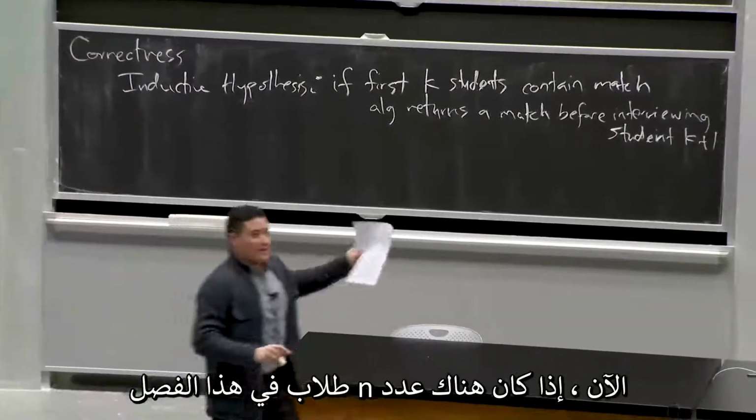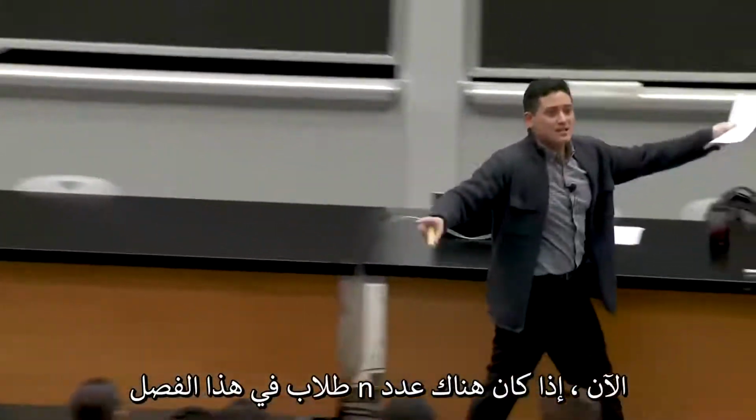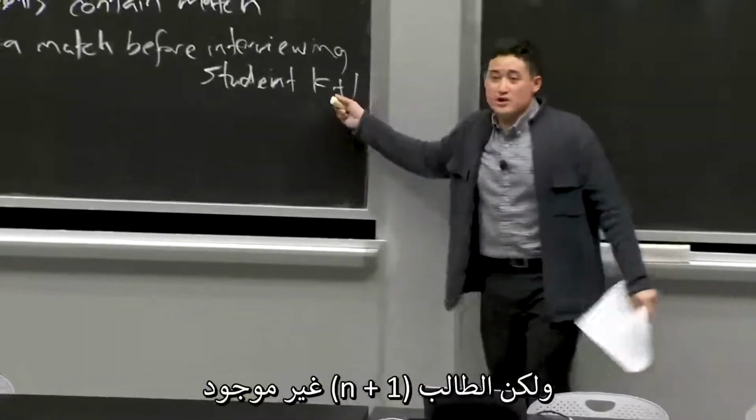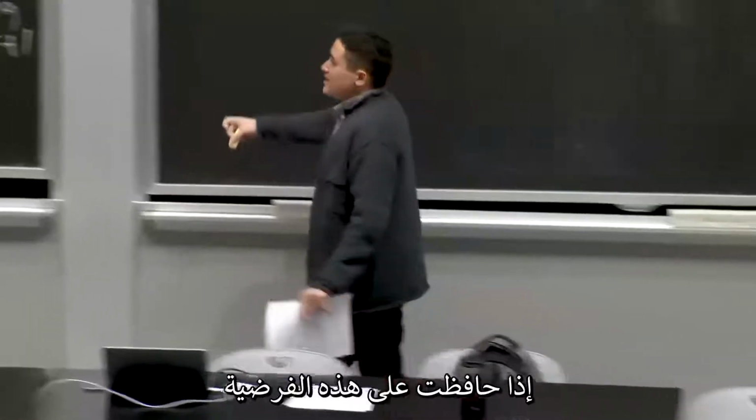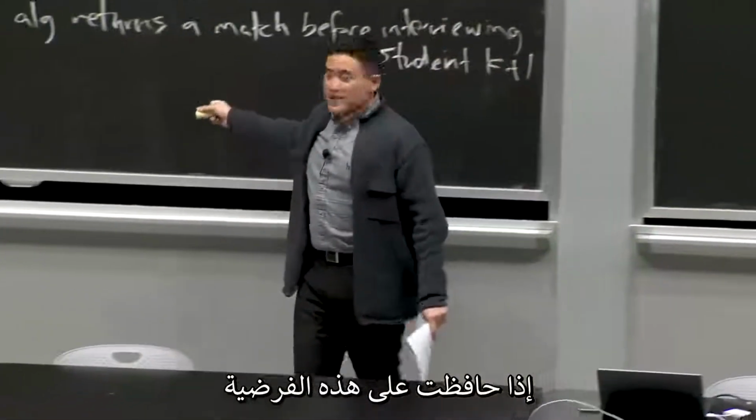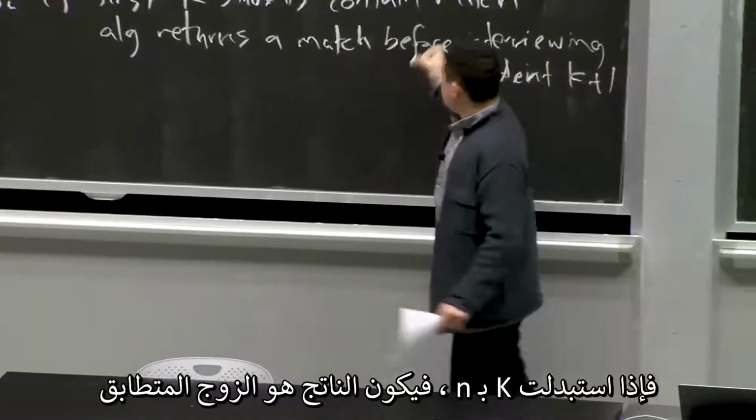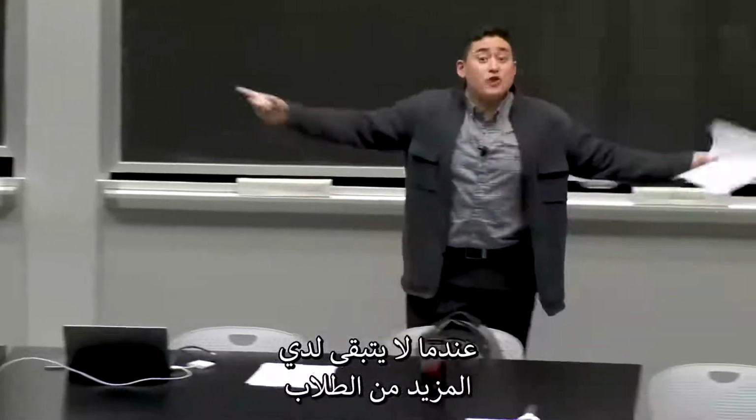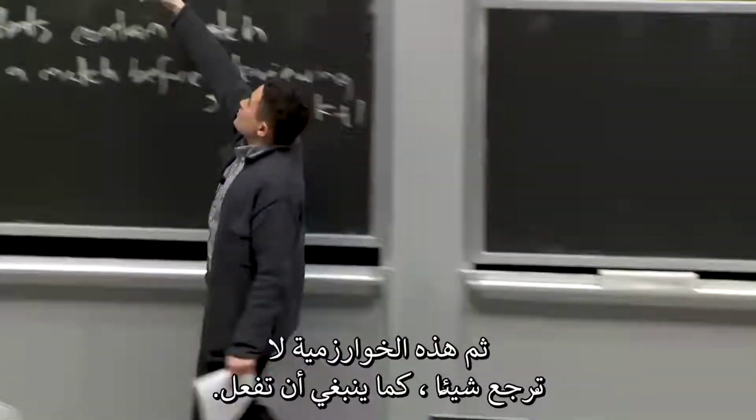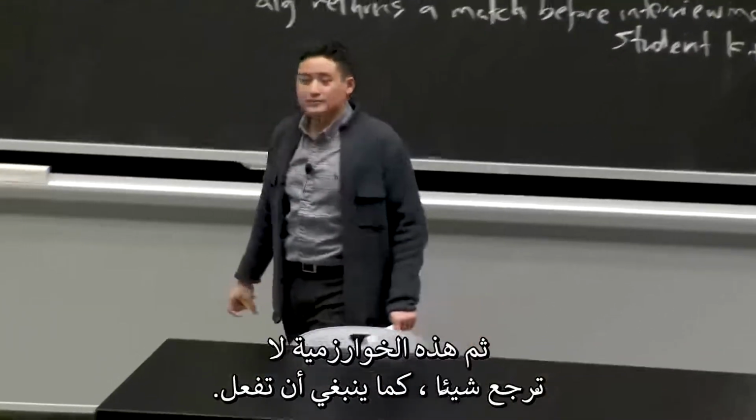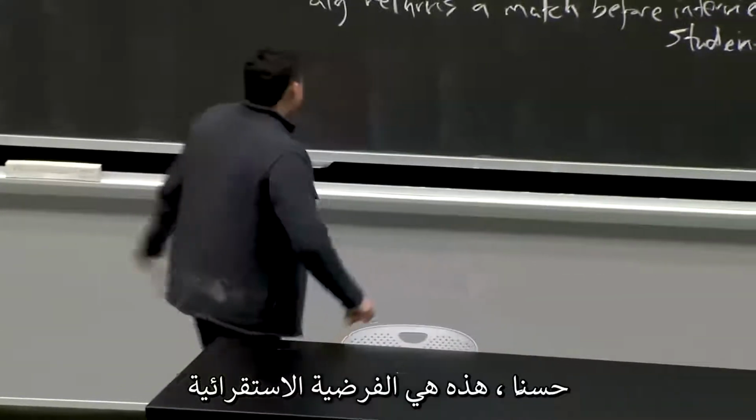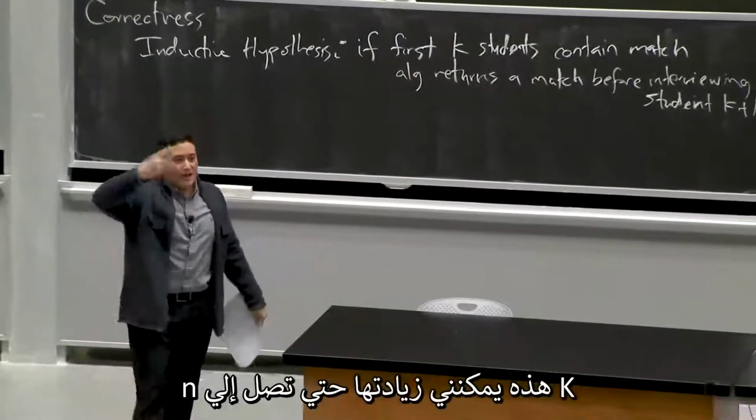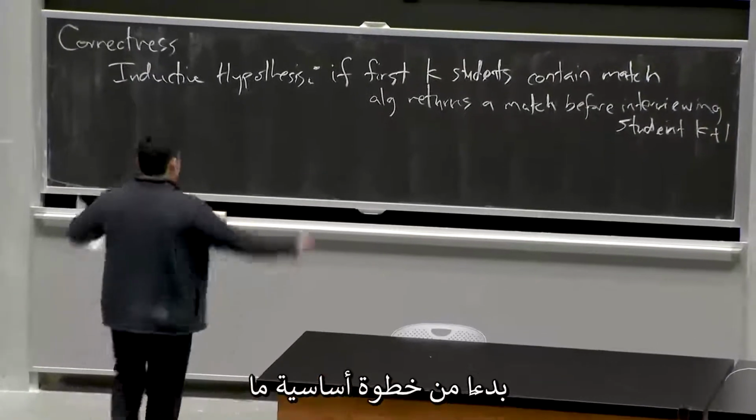Now, if there's n students in this class, and at the end I'm trying to interview student n plus 1, oh, student n plus 1's not there. If I have maintained this, then if I replace k with n, I will have returned a match before interviewing the last student, or when I have no more students left. And then this algorithm returns none, as it should. So this inductive hypothesis sets up a nice variable to induct on. This k I can have increasing up to n, starting at some base case.